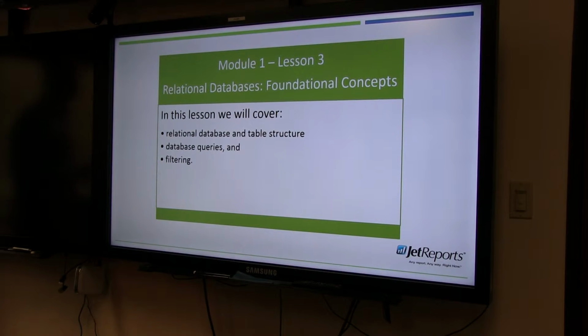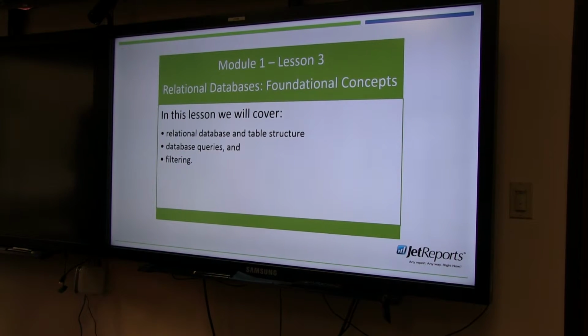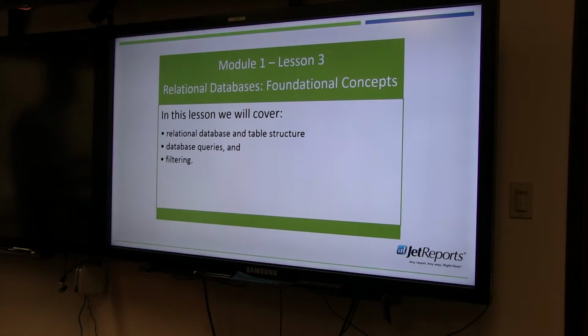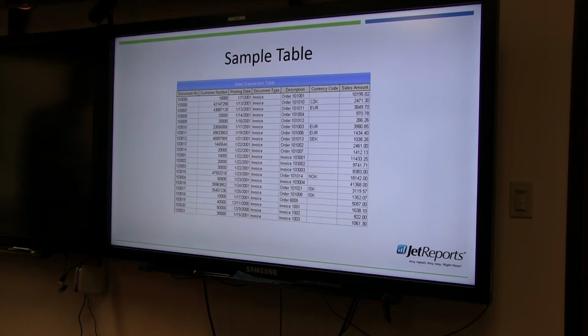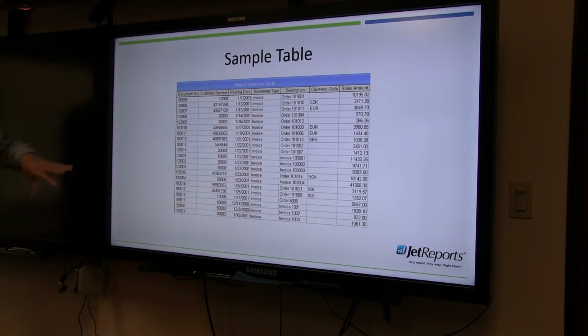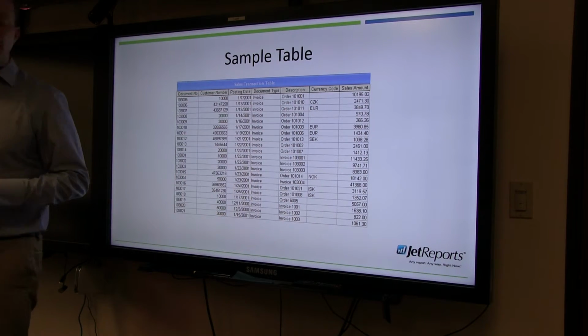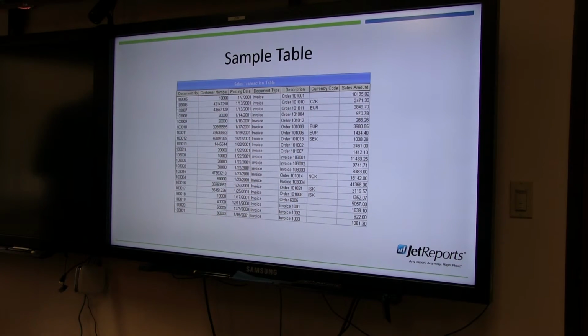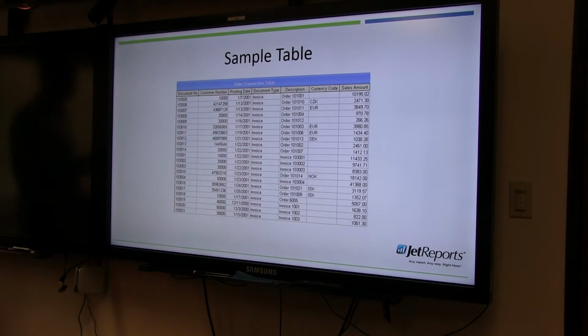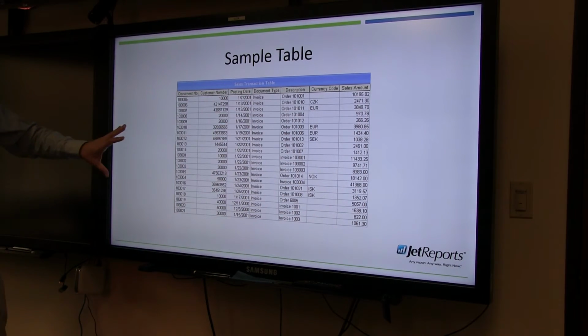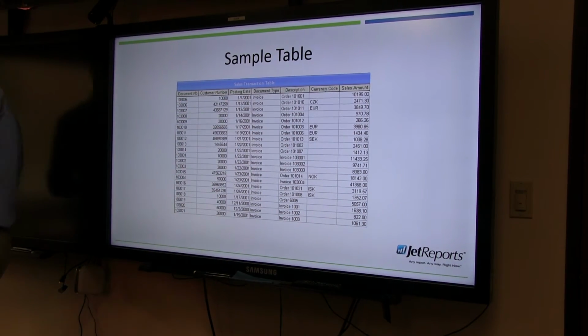We have this idea of relational databases, database queries, filtering. Like I said, we're on page 115 because we wanted to actually talk about the filtering. Here's just a sample table. It's our sales transaction table. We can think of it this way: we've got all this data and we want to get a smaller portion of the data. That's where the filtering comes in.